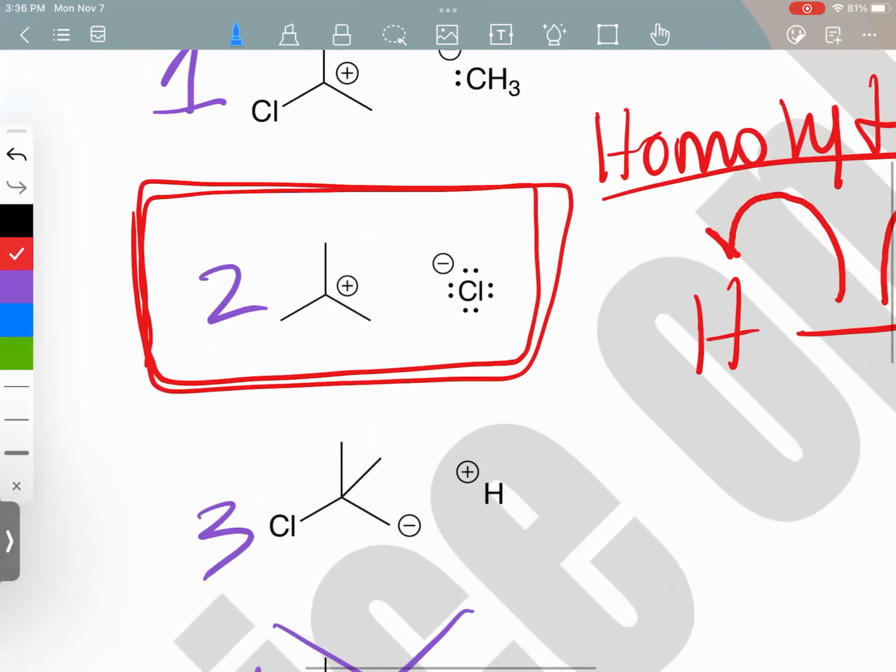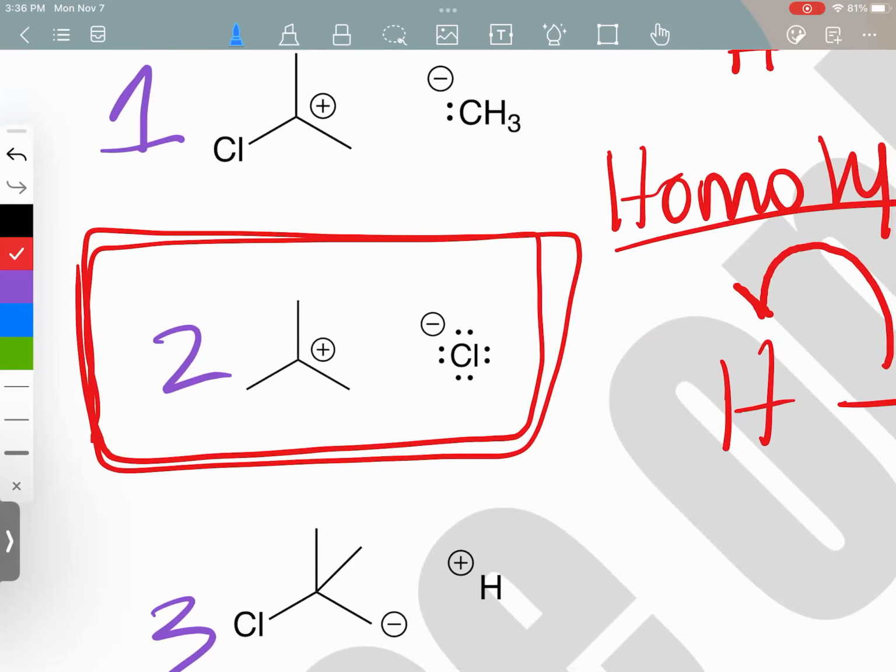Because the negative charge is going towards chlorine, which it can handle because chlorine is a bigger atom. So the halogens, because of their size, can handle the negative charge as well, because the electron density is being spread over a bigger surface. And then there is a positive charge on the carbon, which is most likely because carbon is less electronegative.